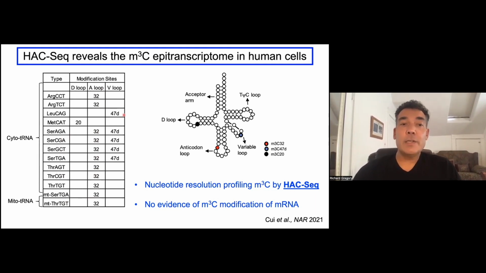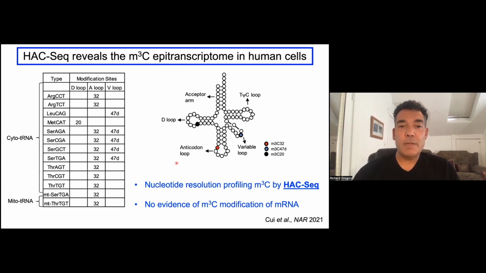And then it also occurs in a subset of tRNAs, this serine and this leucine at position 47 in the variable loop. And it occurs at position 20 in methionine. So we're able to show exactly where M3C is. We found no evidence of M3C anywhere else except in tRNAs.